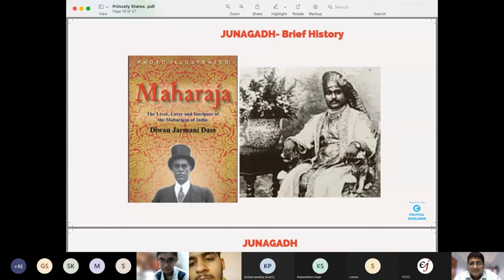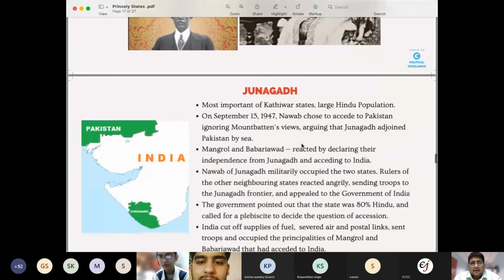And if you are more interested in reading about the lives of the Nawabs, you can read this book called Maharaja, written by Diwan Jarmani Das. He talks about not only the Raja of Junagadh, but in this particular book, he has also talked about the lives of other princes of princely states in India.